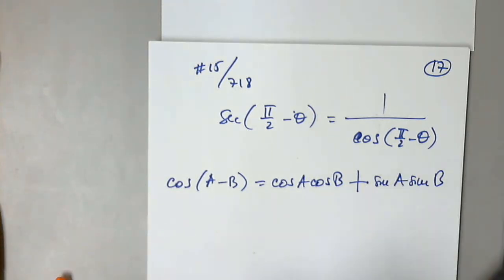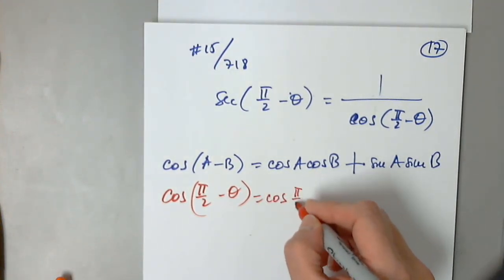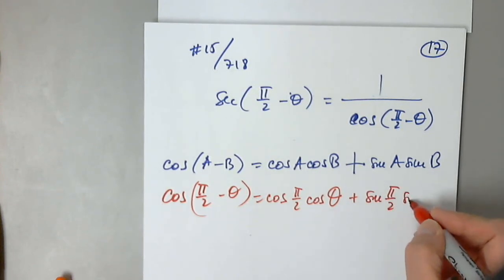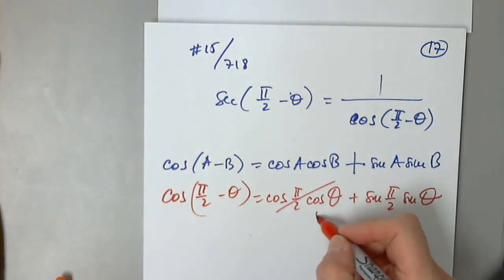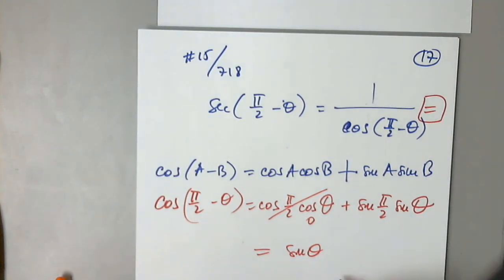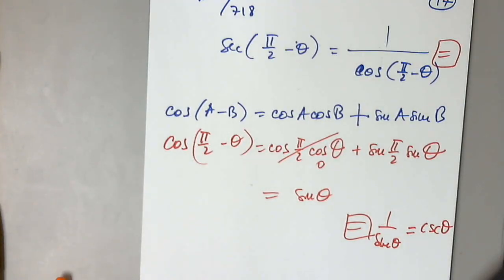Okay, so in our case, A is pi over 2, and B is theta. All I have to do is just follow this. I'll say cosine pi over 2, cosine theta, plus sine pi over 2, sine theta. And then I'll put it back into the fraction. But I know that cosine pi over 2 is 0, so this term is gone. How much is sine pi over 2? So then the answer is sine theta. Excellent. So then this is 0, and this is sine theta. Therefore, the final answer will be 1/sine theta, which is cosecant theta. I'm glad you're amazed. Any questions?